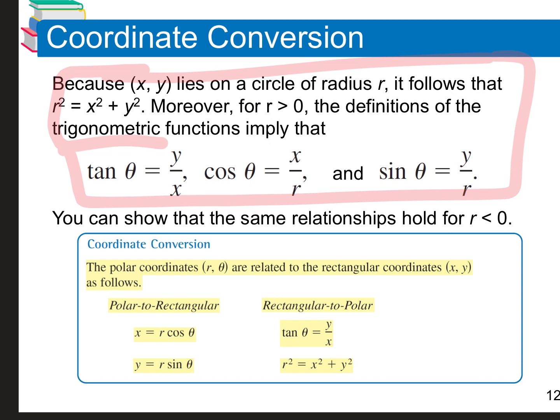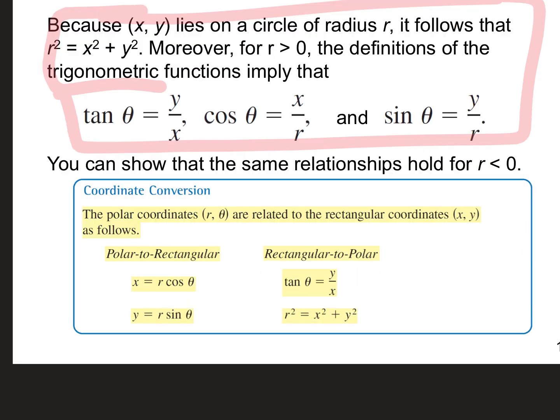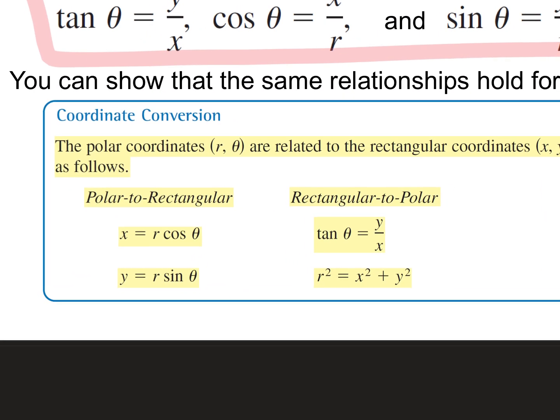We also know these trig functions. We know that if you have an X and a Y and an R, your tangent is Y over X, your cosine is X over R, your sine is Y over R, correct? We already know that. So here is the conversion. And this isn't anything that you are unfamiliar with. If you are given a polar point and you go to rectangular, this is the formula.